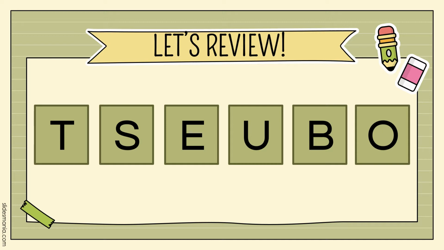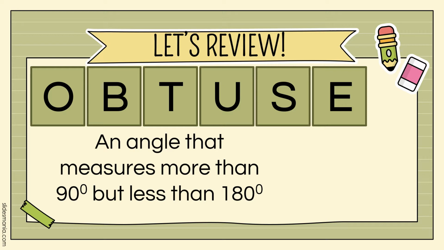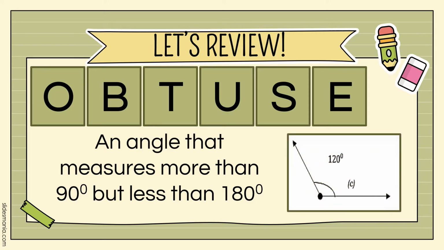Okay, I hope that you have your answer right now. So if your answer is obtuse angle, you are correct. Obtuse angle is an angle which measures more than 90 degrees but less than 180 degrees. An illustration of an obtuse angle is this one. We have this angle which measures 120 degrees. Since 120 degrees is greater than 90 degrees but less than 180 degrees, it is considered an obtuse angle.